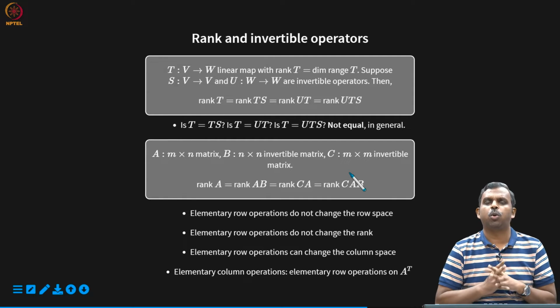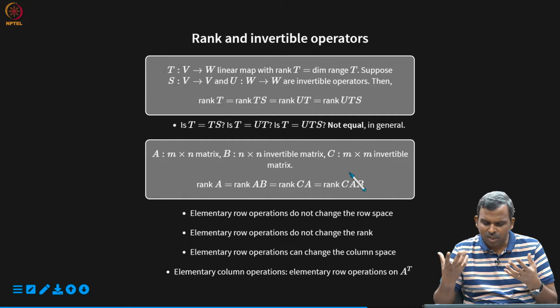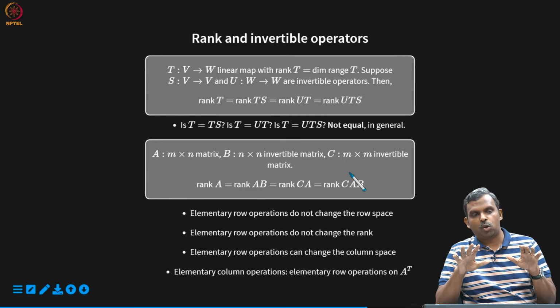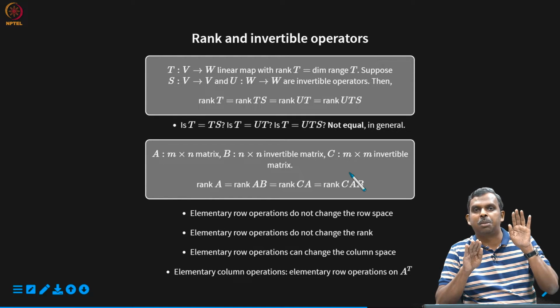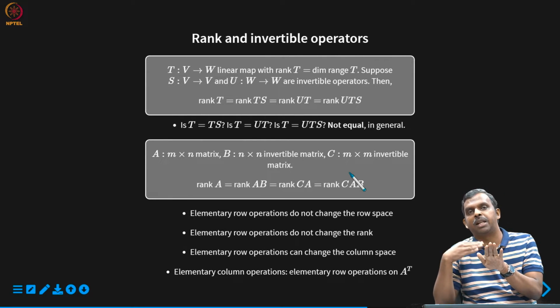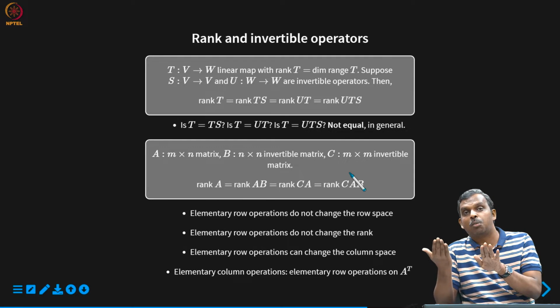I've so far not spoken about column operations, but now that we have A transpose also in our midst, you can do elementary column operations. So how do you think of elementary column operations? Elementary row operations are multiplication by invertible matrices on the left. Elementary column operations will be multiplications by these elementary column operators on the right. Okay, so you can do the same thing.